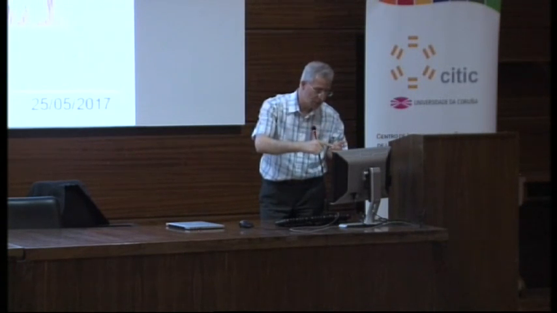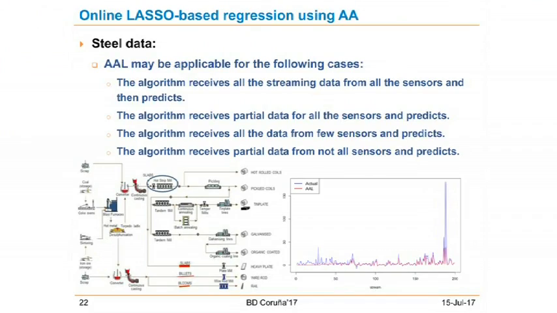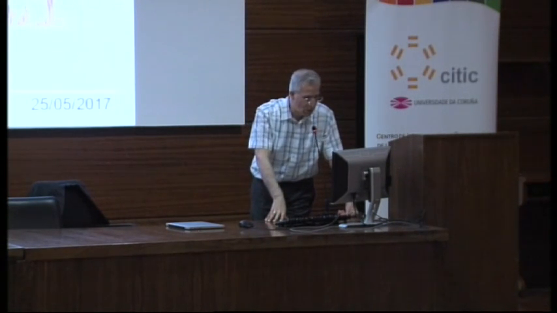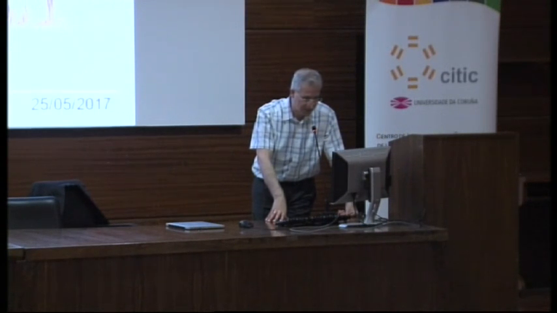That's scenario one. Scenario two, the algorithm receives just part of the data from all sensors, and you would like to do the prediction. Scenario three, the algorithm receives all data from a few sensors and predicts. Okay? All data, but just from a few sensors. And then the last scenario is that the algorithm receives just part of the data, and unfortunately not from all sensors, and you have to make a prediction. So the scenario was quite challenging, and Lasso was tested on this, and it does quite well, really, with all these scenarios.